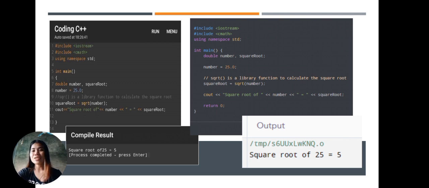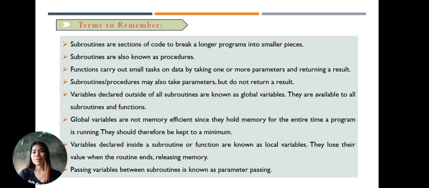Now, here are the terms to remember. We have subroutines, which are sections of code used to break a longer program into smaller pieces. They are also known as procedures. Then functions carry out small tasks on data by taking one or more parameters and returning a result. The subroutines or procedures may also take parameters but do not return a result; this is called void.